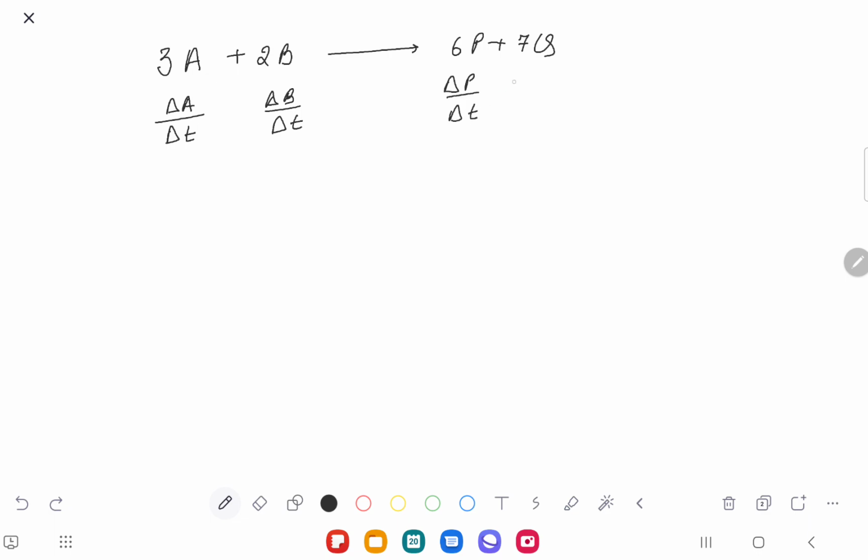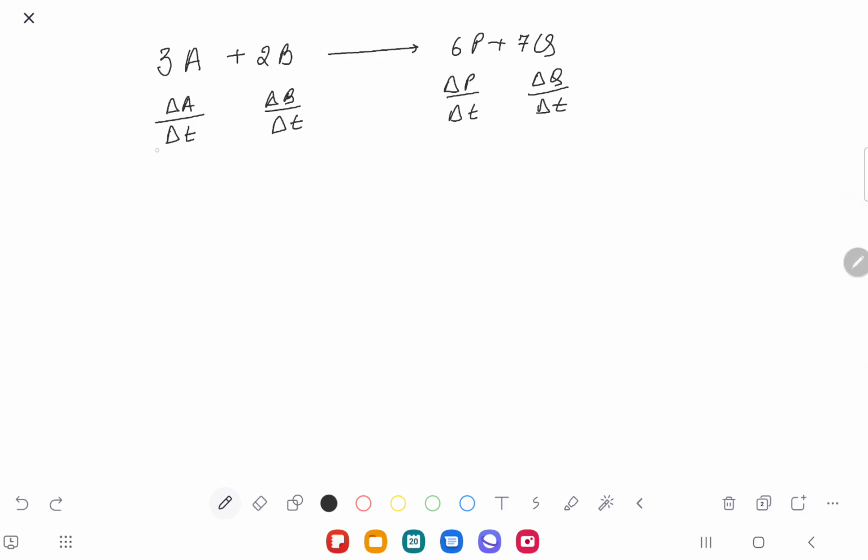But now, if I say for this reaction, 3A plus 2B gives me 6P plus 7Q. If I write down delta A over delta T, delta B over delta T, first of all, you tell me what will be the sign of delta A over delta T, delta B over delta T, delta P over delta T and delta Q over delta T. What would be the sign of this? Tell me. The sign, the plus sign or the minus sign. Yeah, it would be minus sign.